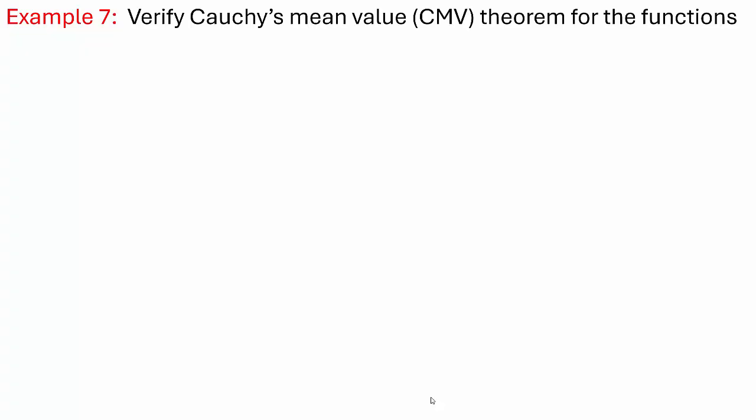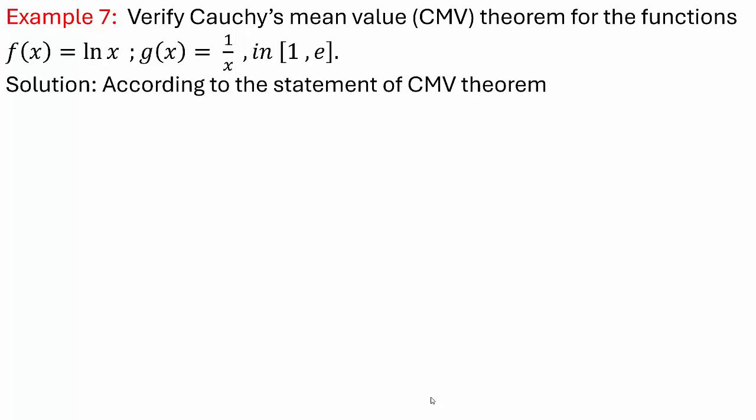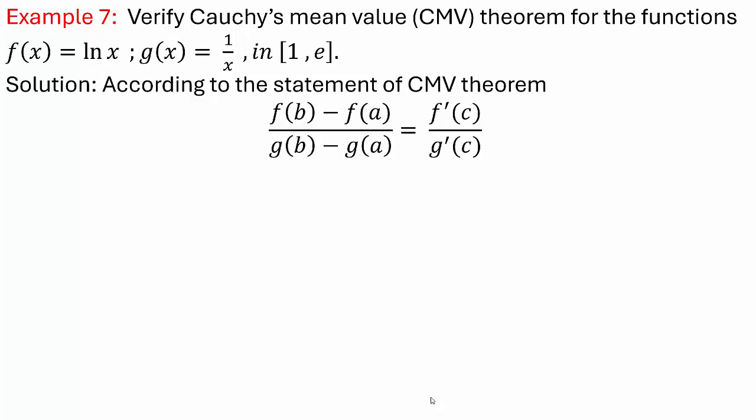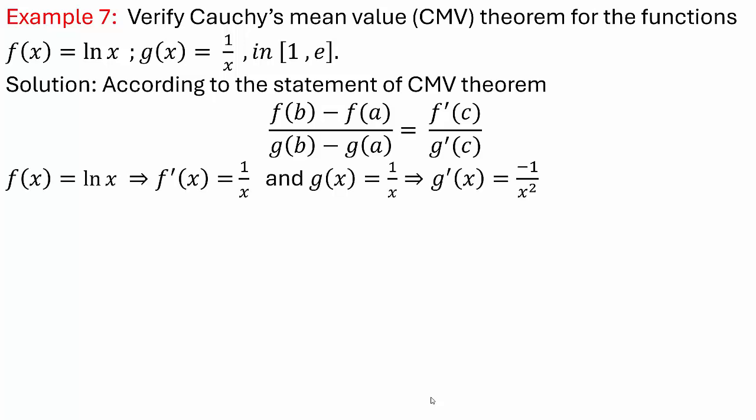Example 7. Verify Cauchy's mean value theorem for the functions f(x) equal to log of x, g(x) equal to 1 by x in the interval 1, e. According to the statement of Cauchy's mean value theorem, we have (f(b) minus f(a)) divided by (g(b) minus g(a)) equal to f dash c divided by g dash c. Here f(x) equal to log of x. This implies that f dash x equal to 1 by x. g(x) equal to 1 by x. This implies that g dash x equal to minus 1 by x square.